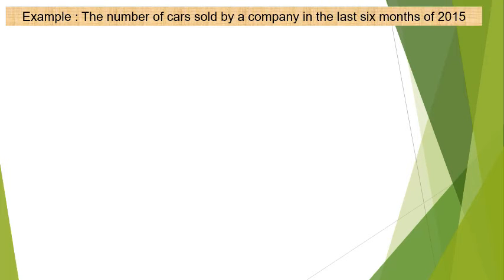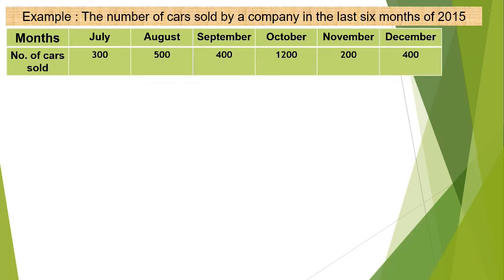Now let's draw a bar graph. Let's take an example, the number of cars sold by a company in the last 6 months of 2015. Here is the data. It shows that in July, 300 cars are sold. In August, 500 cars are sold. In September, 400 cars are sold. In October, 1200 cars are sold. In November, 200 cars are sold. And in December, 400 cars are sold.